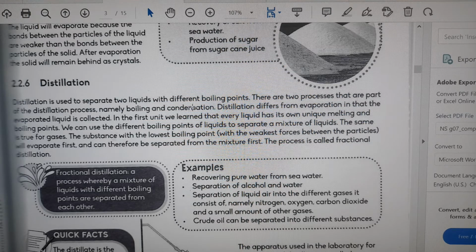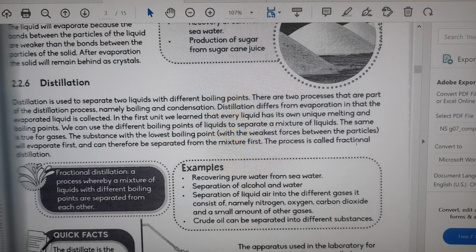Boiling and condensation. Distillation differs from evaporation in that the evaporated liquid is collected. In the first unit, we learned that every liquid has its own unique melting and boiling point. We can use the different boiling points of liquids to separate mixtures of liquids. The same is true for gas. The substance with the lowest boiling point will evaporate first and can therefore be separated from the mixture first.